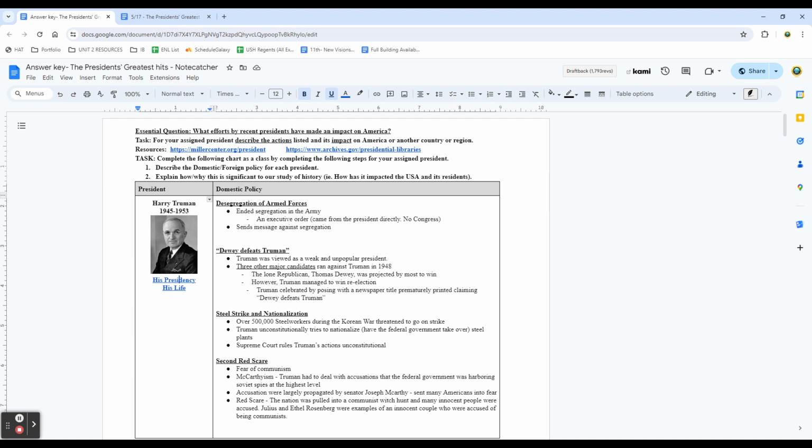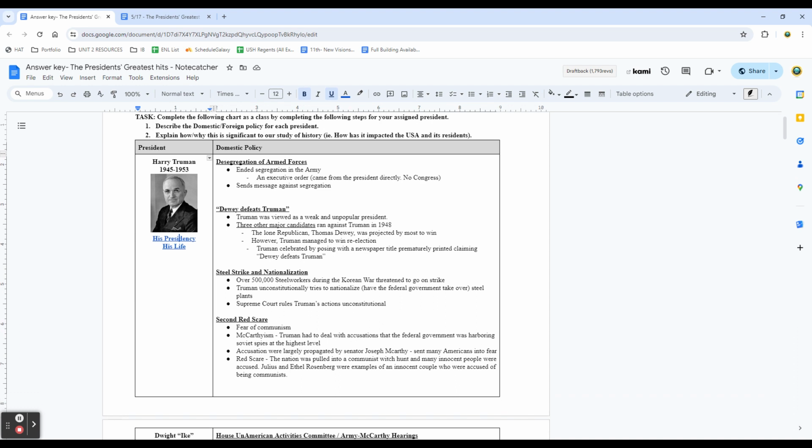Another major event was that the Second Red Scare really began in earnest during Truman's presidency. This fear of communism and this McCarthyism, witch hunt, accusations against communists, widespread investigations, and general paranoia around the country about who could be a communist and who is not.